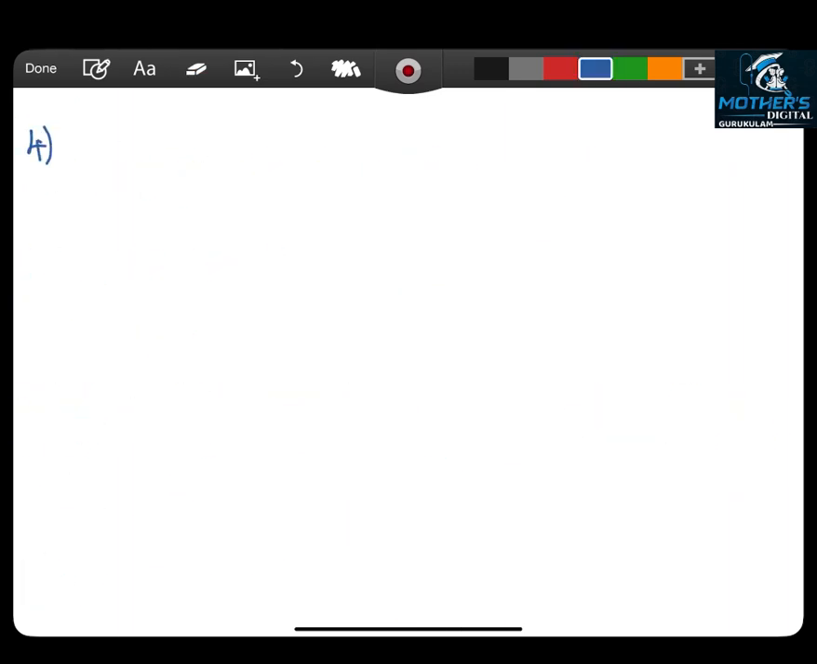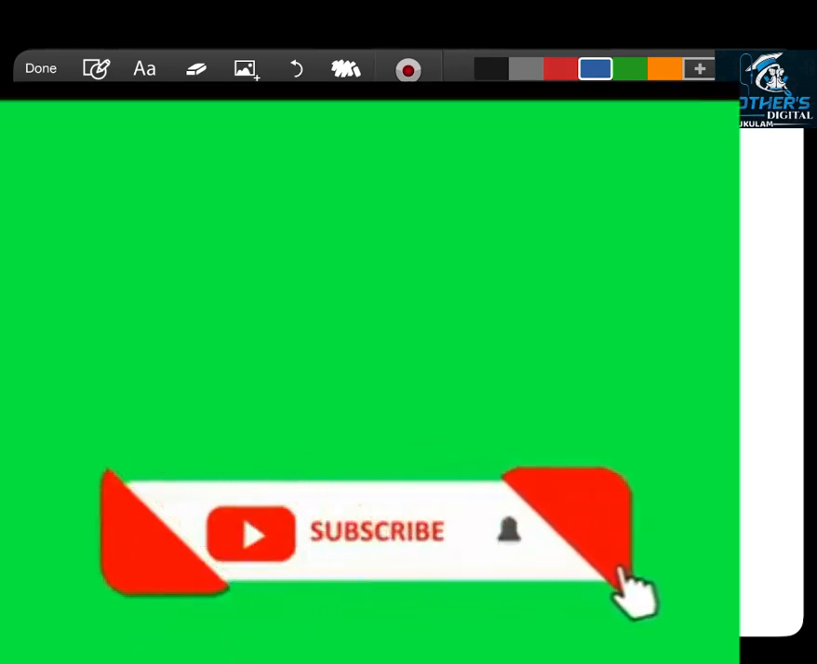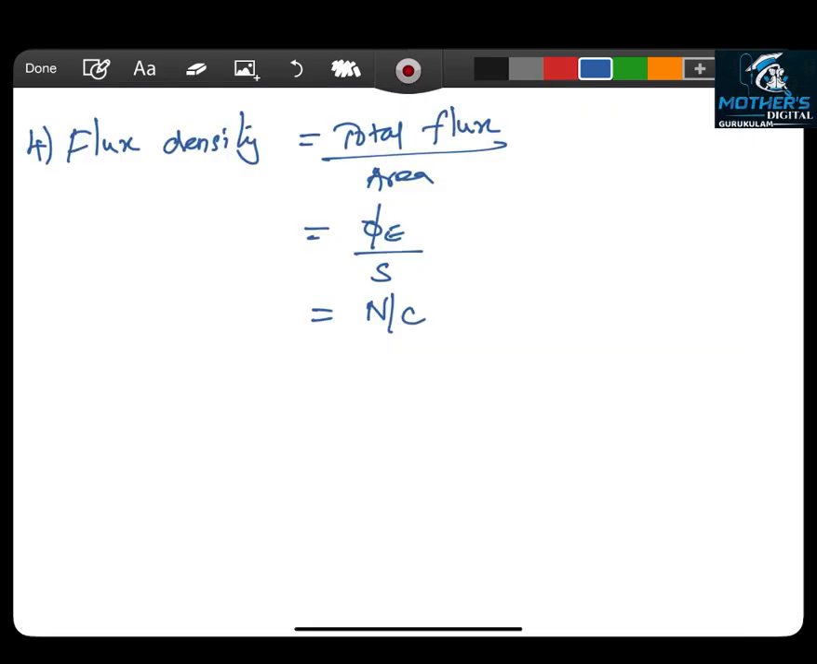Fourth one, your flux density. Flux density is equal to total flux divided by area, which is equal to phi E by S. Unit is Newton per coulomb.